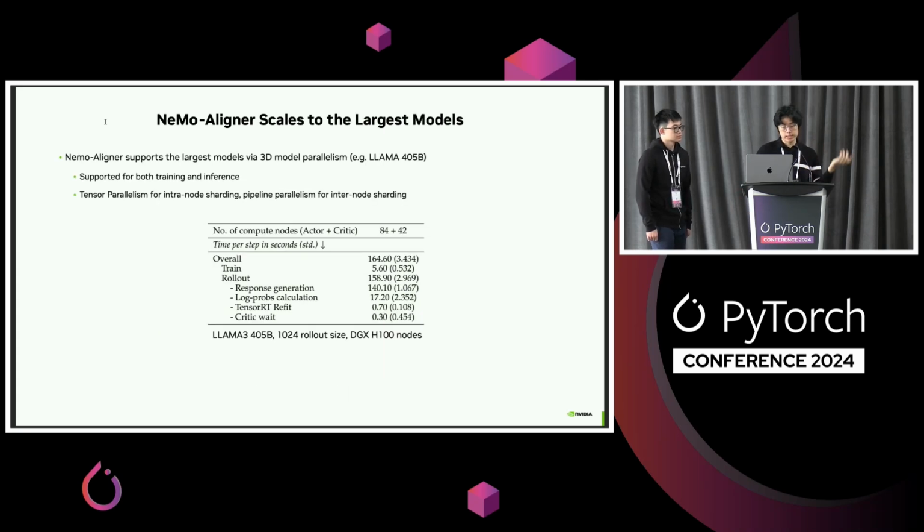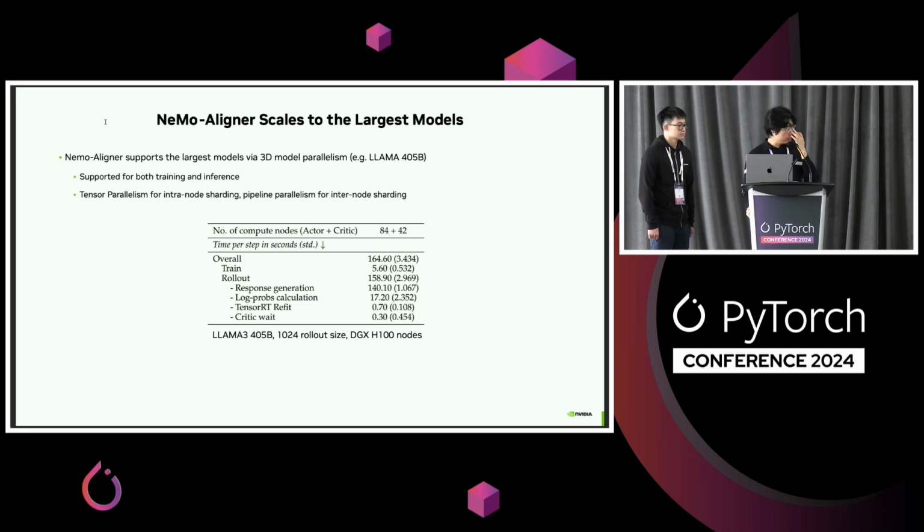We not only can scale to thousands of GPUs, but we can also scale to the very largest models. For NeMo-Aligner, this was a top priority. We support scaling to the largest models by supporting 3D model parallelism, for both training and inference. So we can do data parallelism, tensor parallelism for intra-node scaling, and pipeline parallelism for inter-node scaling. Because we have this really great scaling from 3D model parallelism, even if your model is really large, we can always fit it because we have these ways to shard the model over hundreds of GPUs.